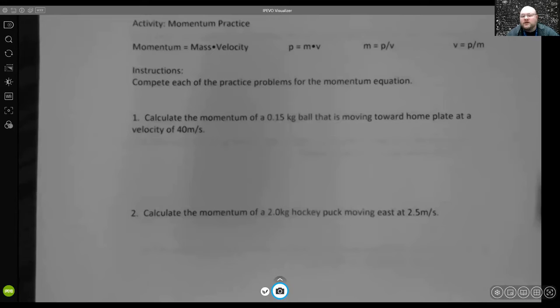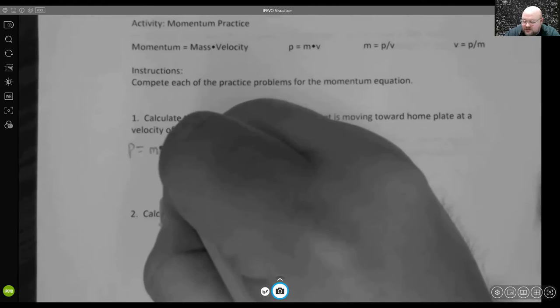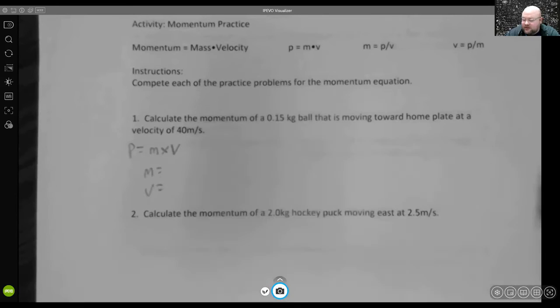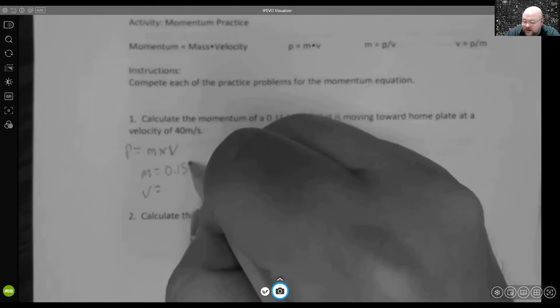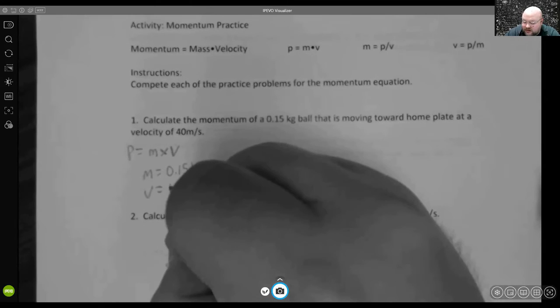So number one, let's do it. Calculate the momentum of a 0.15 kilogram ball that is moving towards home plate at a velocity of 40 meters per second. Well, the first thing it says is calculate the momentum. So we know we're looking for momentum. So P equals M times V. What's our mass? What's our velocity? In this case, mass is 0.15 kilograms, and our velocity is 40 meters per second.